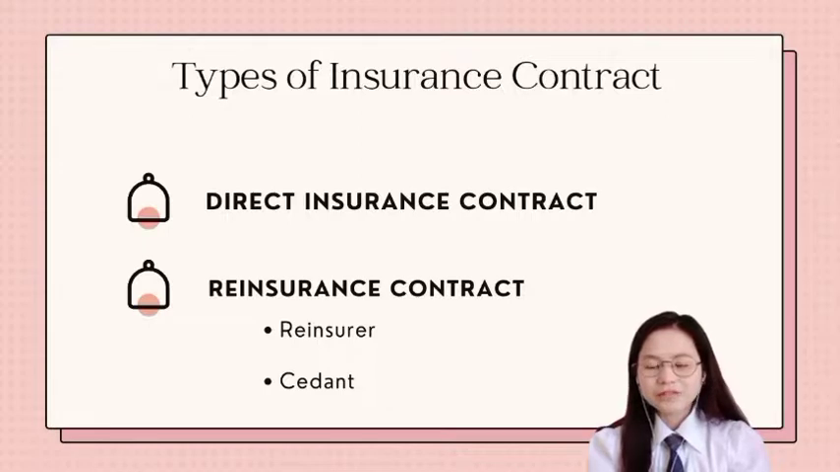Insurance contracts may be classified as direct insurance contract and reinsurance contract. Direct insurance contract is an insurance contract where the insurer directly accepts risk from the insured and assumes the sole obligation to compensate the insured in case of a loss event. Example, Mr. Juan obtains fire insurance for his house from ABC Insurance Corporation. In case of a fire, ABC Insurance Corporation is liable for compensating Mr. Juan for the losses incurred. This is an example of a direct insurance contract or simply insurance contract.